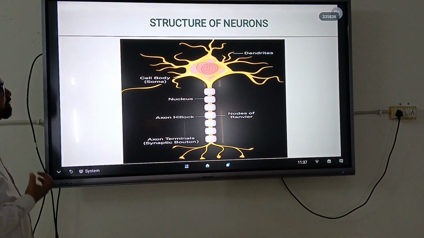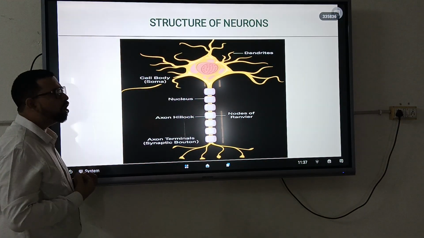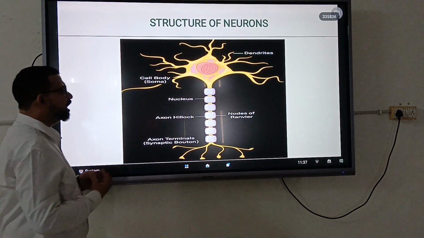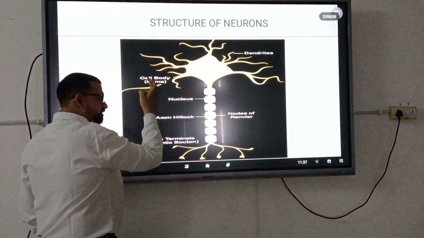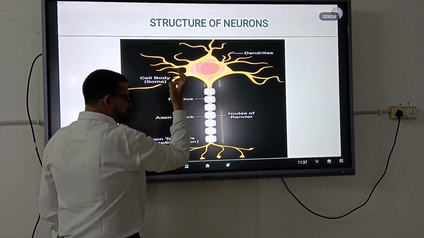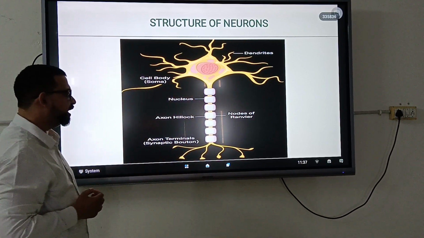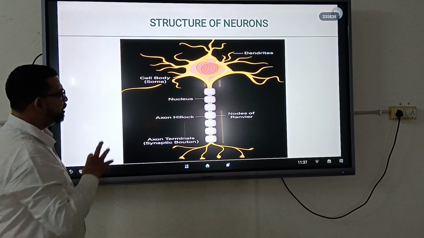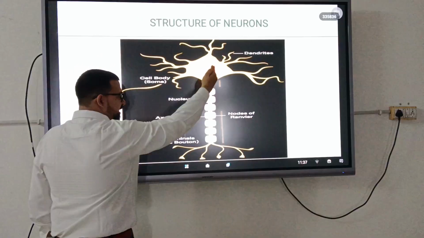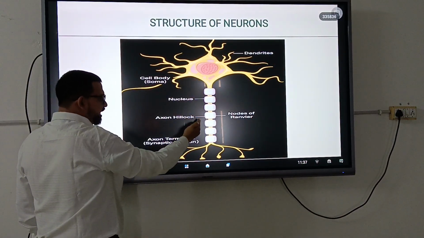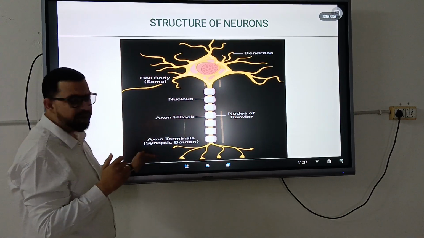Before moving to the classification, we must know the basic structure of a neuron. A neuron has the following structures: dendrites, the cell body, the nucleus, nodes of Ranvier, and the axon terminal, which is known as the synaptic button. Any impulse or signal comes from the dendrites, then moves to the nucleus, then to the axon, and from the axon to the synaptic button.